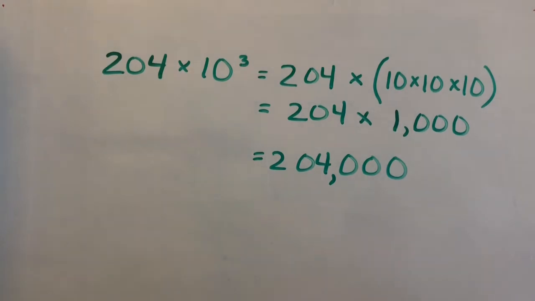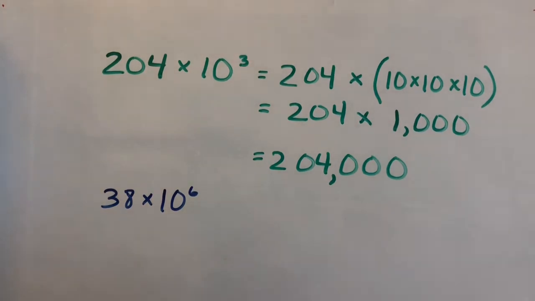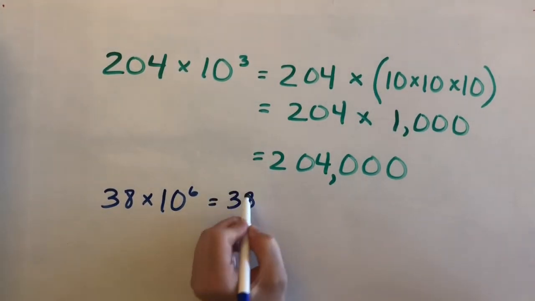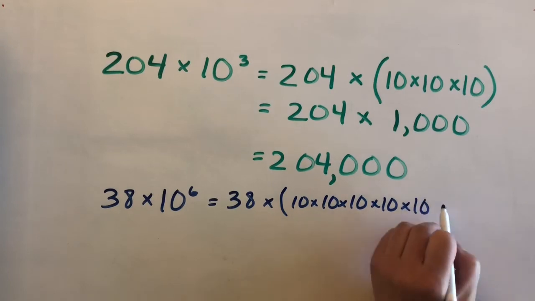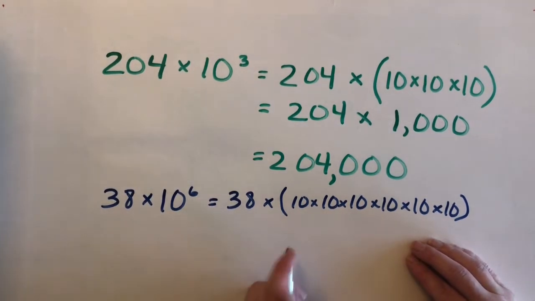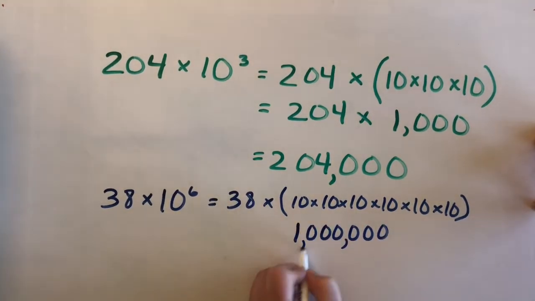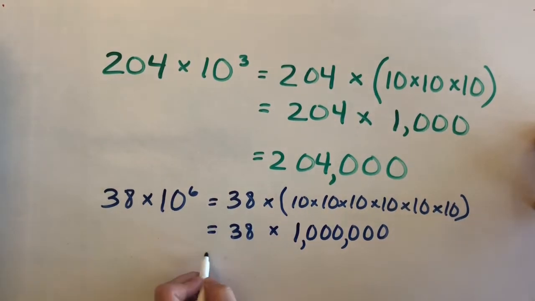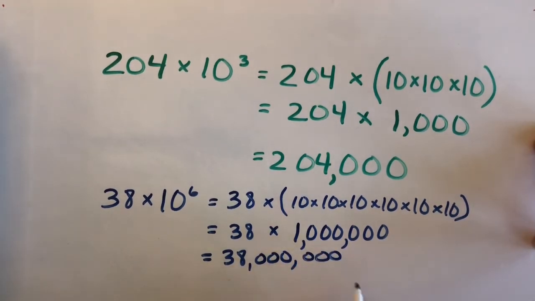Let's try one more problem. If we have 38 times 10 to the 6th power. Now once again, I can rewrite it. So it's 10 times 10 times 10 times 10 times 10 times 10. So this is again called the factor form. And if you actually know that it's 10 to the 6th power, it would actually be 1 with 6 zeros. That's what that means, which is 1 million. 38 times 1 million would equal, save the zeros again, but you guys actually know 1 times any number, so it's actually 38 million. Now let's try some decimals.